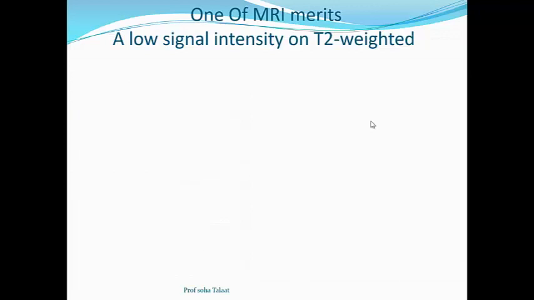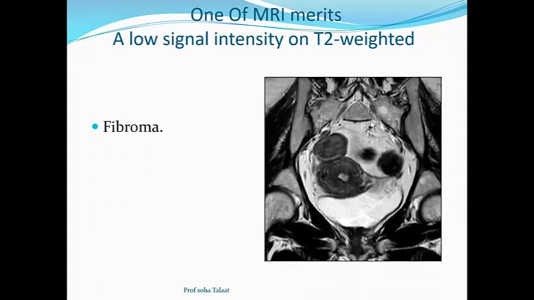One of the MRI merits in the characterization of ovarian masses in T2 is the ovarian fibroma, low signal on T2. Ovarian fibroma, it is low signal on T2. You just have to differentiate it from the subserous fibroid. Search whether the ovary is present or not; if there is a close relation with the uterus and bridging vessels, this is a case of ovarian fibroma.